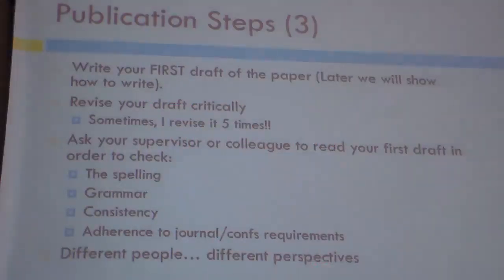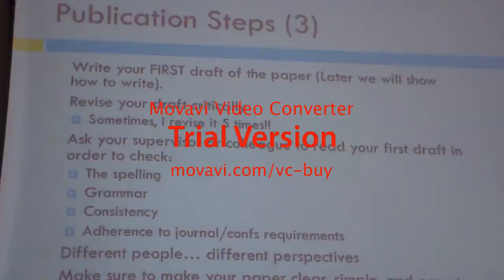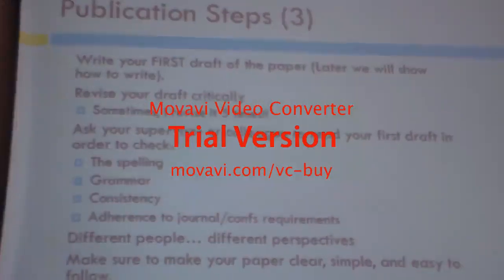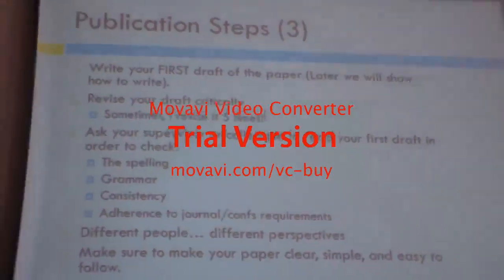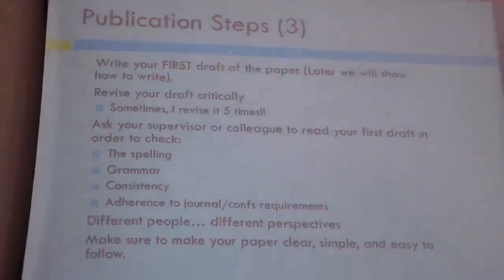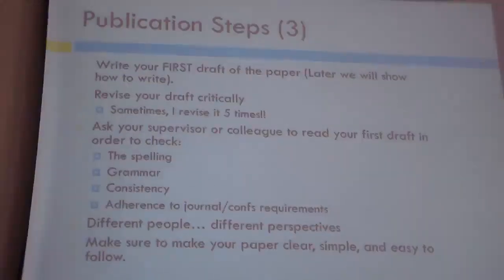Different people, different perspectives. If you give your work to different people to read, they will give you different comments. Make sure to make your paper clear, simple, and easy to follow. Don't write in a language where you feel, oh, it would be good if I use difficult words or a difficult style. No. Try to make it clear and simple as much as possible.